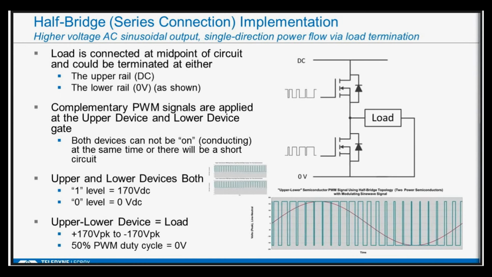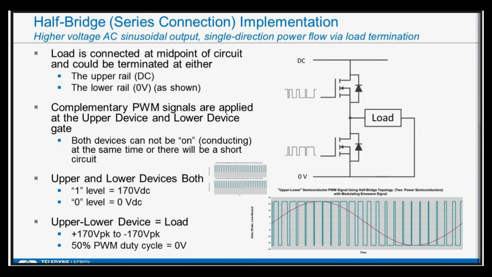If you have them both on at the same time, then there's a short circuit straight through here, which is not good. That's going to destroy the device and the circuit. And so the output across the load is really the summation of what you see here. It's the summation of these two outputs. This is the one output going high. This is the second output, also high.